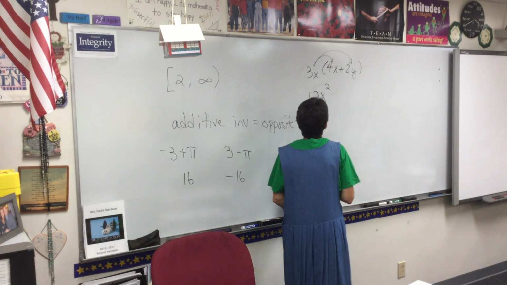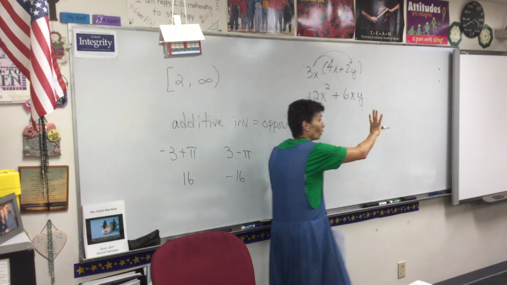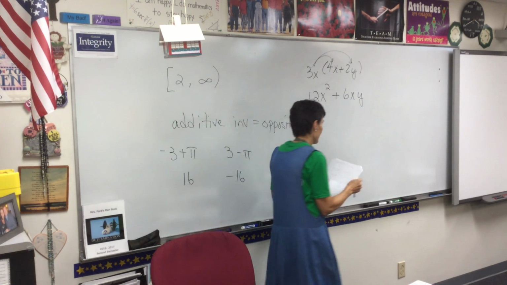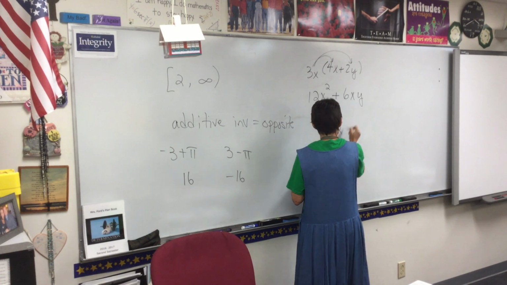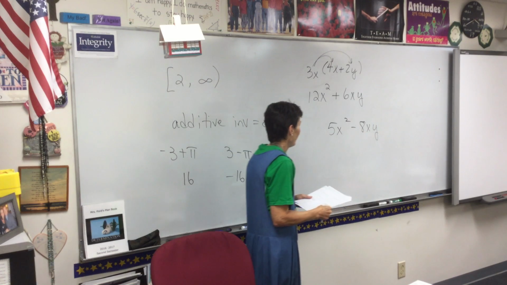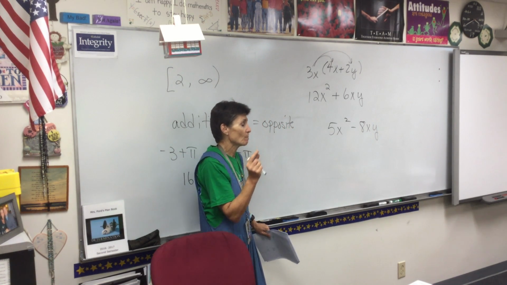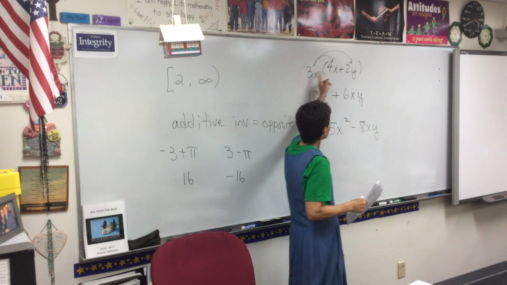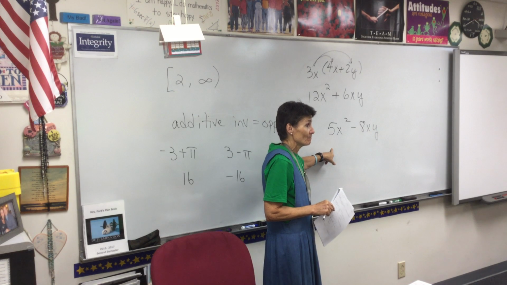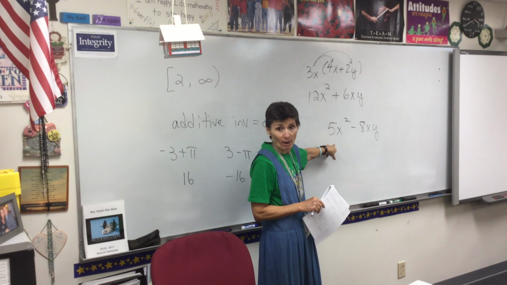12x to the second. 6xy. Perfect. Now we look at B. And kids will say, well, Miss Ford, what do you mean I'm supposed to distribute? There's no parentheses. That's because the distributive property works both ways. You either take the parentheses out or you put them in. So factoring is a form of distributive property.